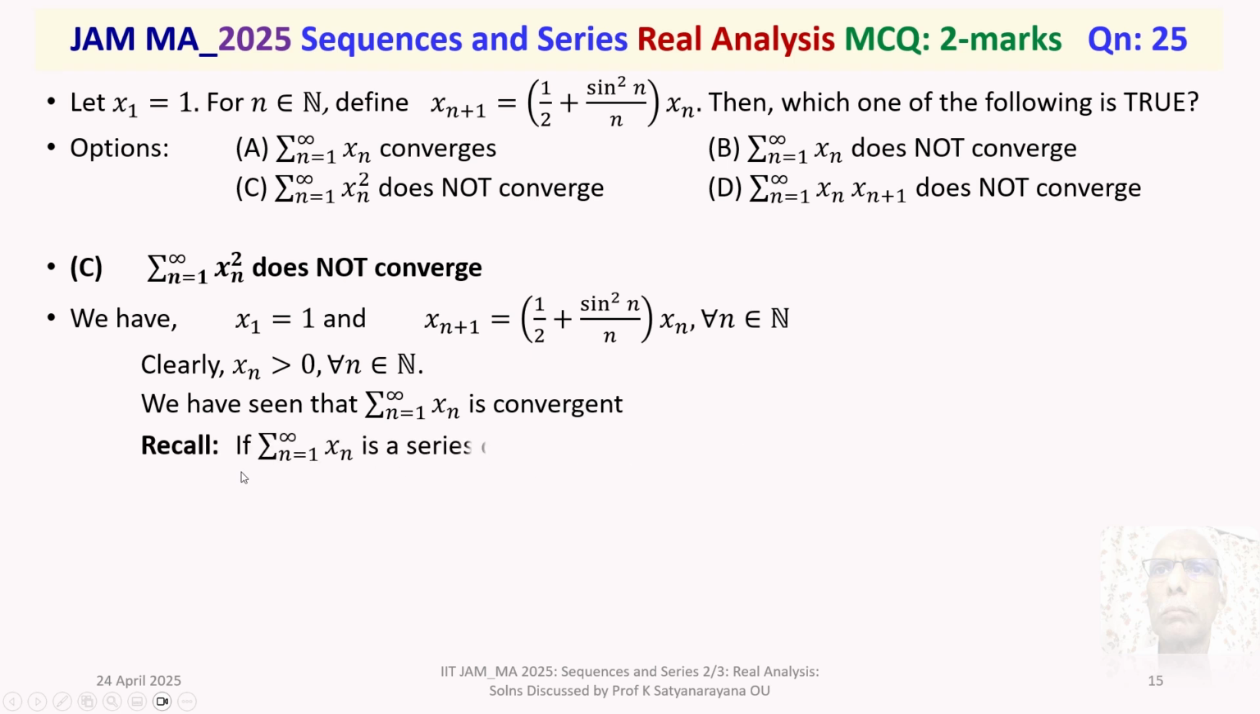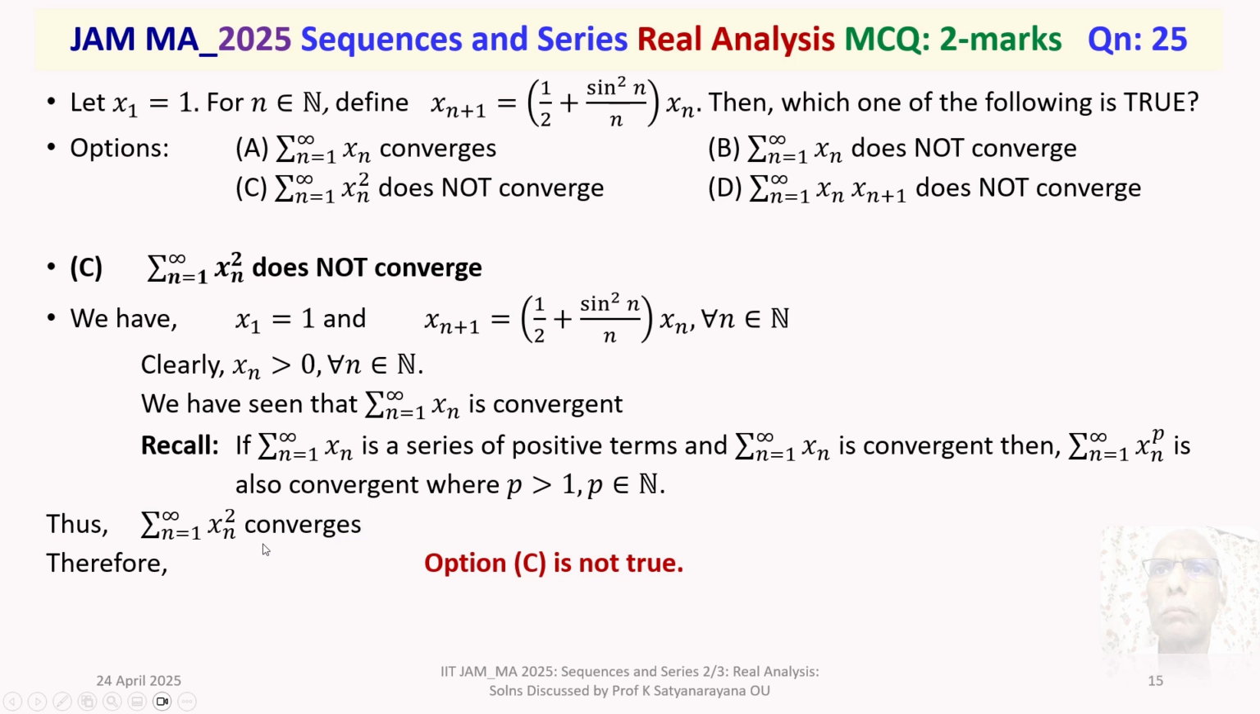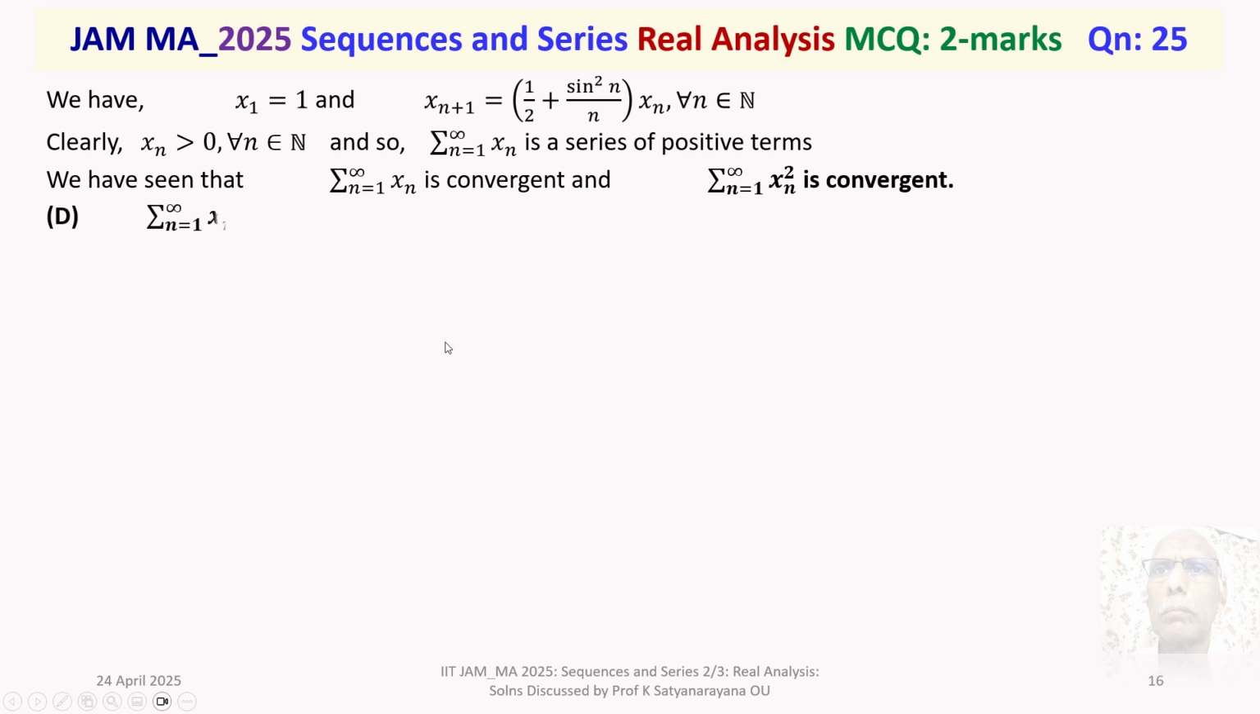And we recall a result here. If sigma xn is a series of positive terms and sigma xn is convergent, then sigma xn to the power of p is also convergent, where p is greater than 1, p belongs to N. Here we take p equal to 2. So by using this result, sigma n equal to 1 to infinity xn square converges. But option C says it does not converge. Therefore, option C is not true. Move to the next option, option D.